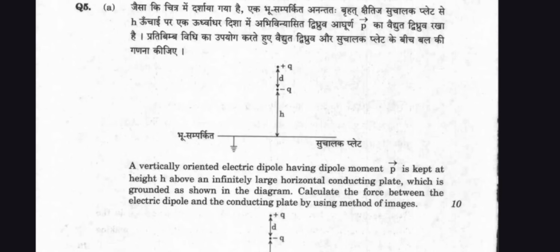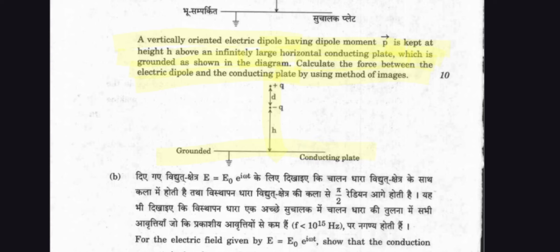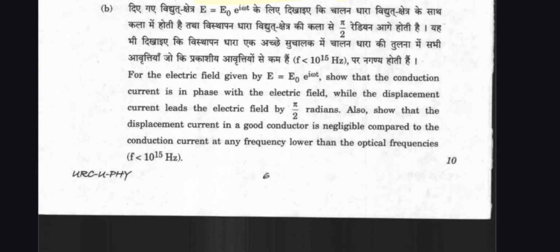And section B, question 5a. A vertically oriented electric dipole having dipole moment P is kept at a height h above an infinitely large horizontal conducting plate which is grounded, as in the diagram. Calculate the force between the electric dipole and the conducting plate by using the method of images. And B is here.